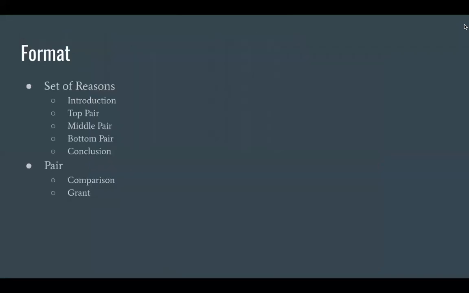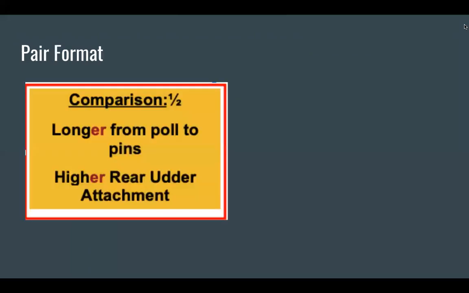So here's the format of your reasons. You have your introduction, your top pair, your middle pair, your bottom pair, and then your conclusion. Then each pair has a comparison and a grant. So I kind of just talked about that using those ist and er terms and reflecting on why the cow in second place could be over 1. What features does she have that put her in the place that she's in?